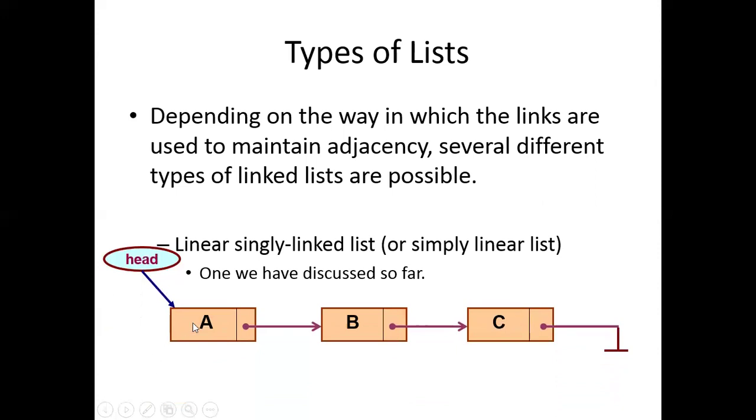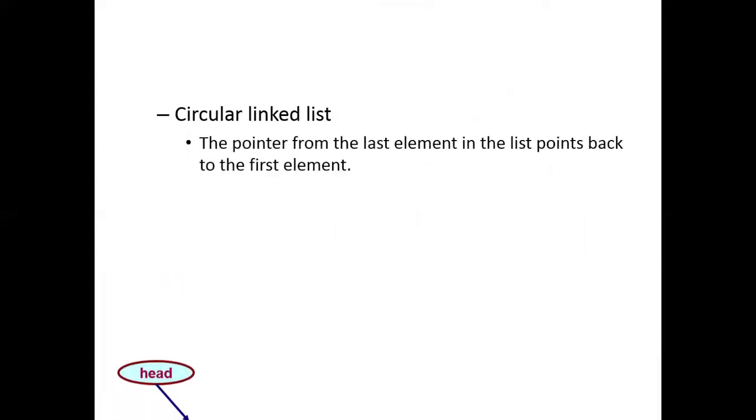If you see, you have a head node that will be the first node in the list, and the next pointer which will connect it. You have only one pointer which will hold the address of the next node in the list. That's why it is called a singly linked list. Next, we are going to see the circular linked list.